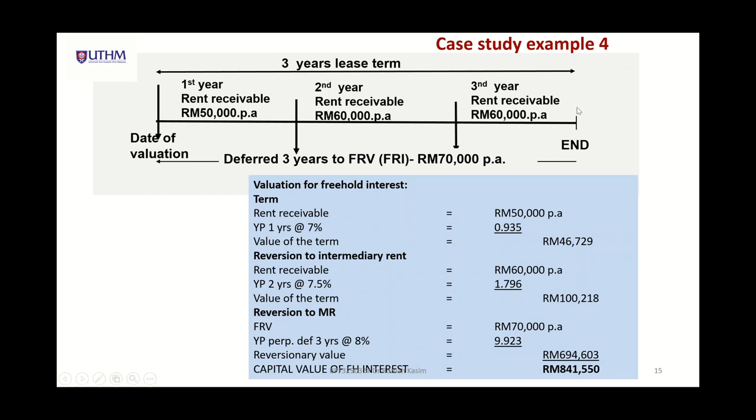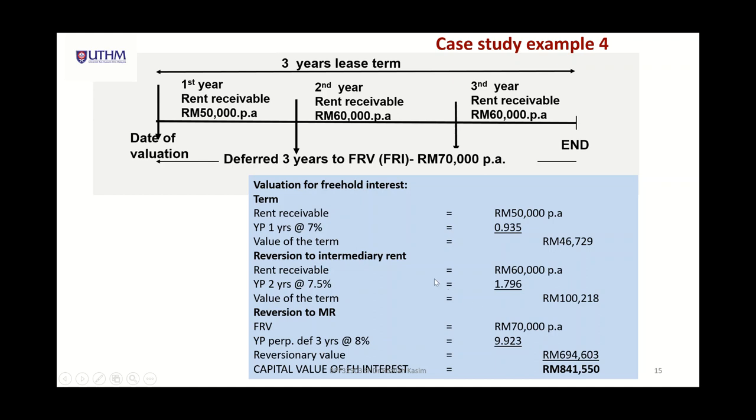And then we go for the reversionary to the market value. Once the tenancy ended, the property will be returned to the landlord, deferred 3 years, and then the rent at 70,000. So the value is 694,000 for the reversionary to market rent value.